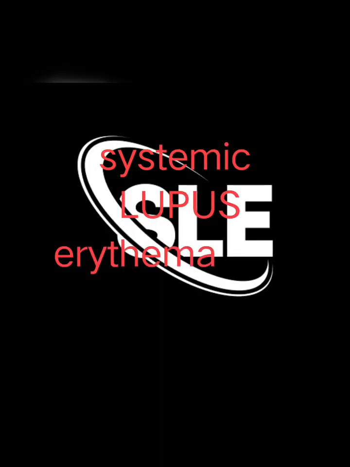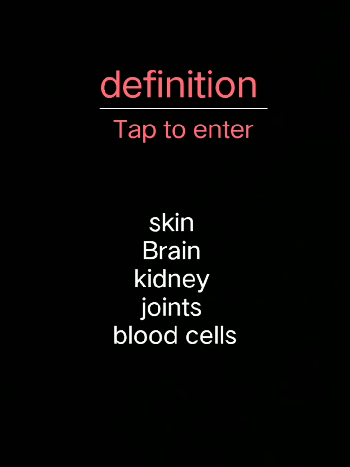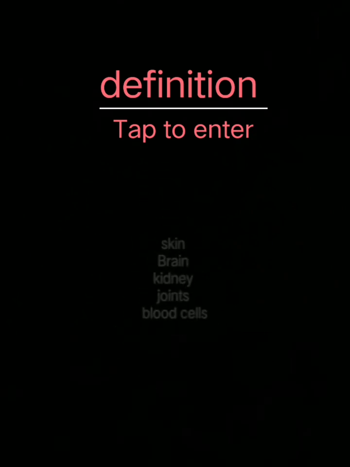Today's topic is systemic lupus erythematosus. It is a multi-system autoimmune disease in which there is inflammation of different parts of the body, which include skin, brain, kidney, joints, and blood cells.